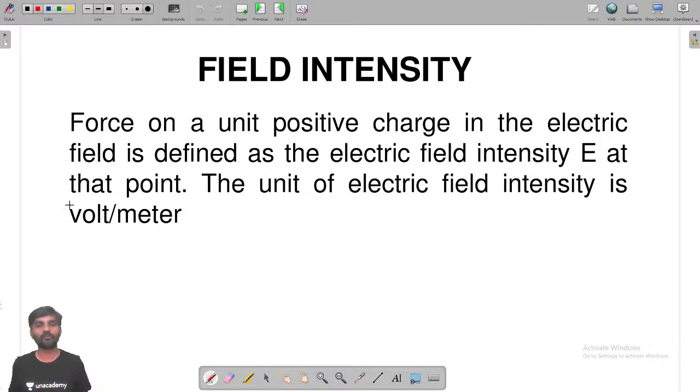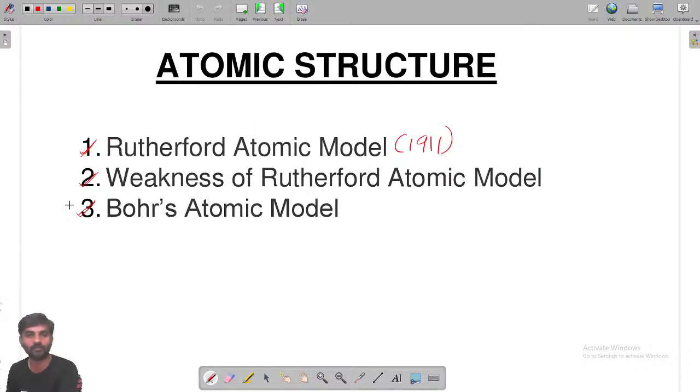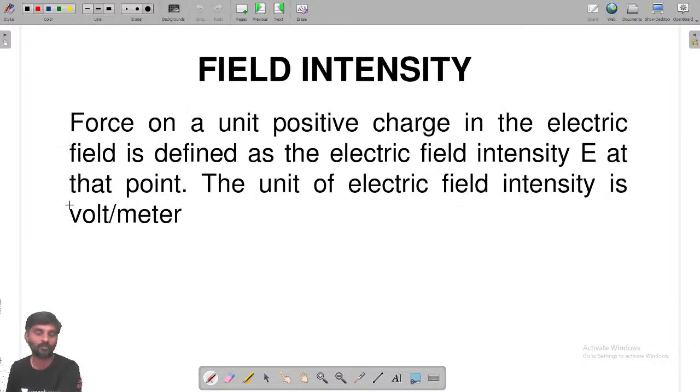Before starting with our atomic model, we need to understand a few important definitions. The first thing is field intensity.